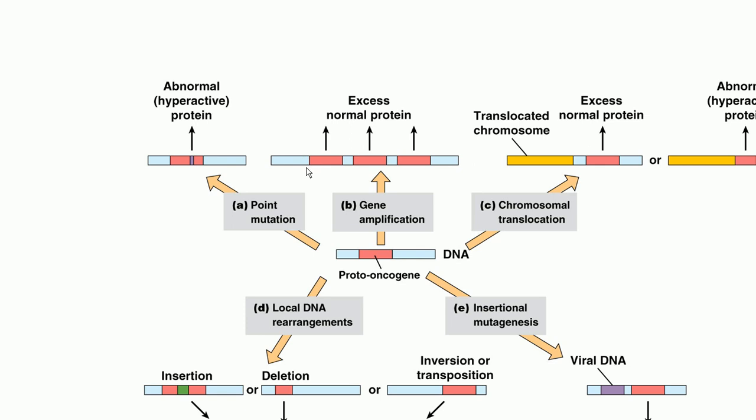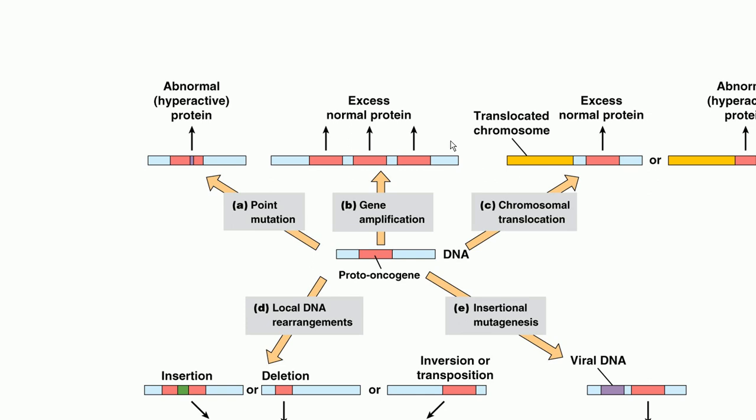There can be gene amplification, which means some of the genes can get amplified, and because of that the protein becomes excessive. The protein will be normal, but it will be in excess. That's because of gene amplification. Or there can be chromosomal translocations, which means, like you can see here, this part of the gene goes and joins this part. So now the gene is changed.